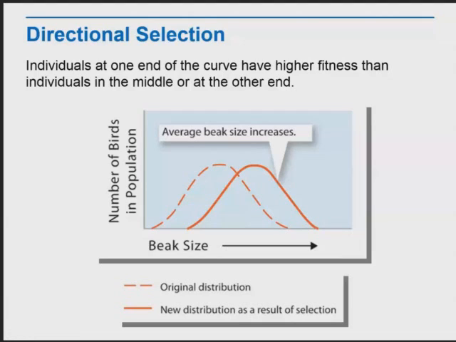Suppose the supply of small and medium-sized seeds runs low, leaving only larger seeds. Under these conditions, larger beaks would serve as an adaptation because big-beaked birds could feed more easily than small-beaked birds. Big-beaked adaptation produces higher fitness and greater reproductive success. Over time, the average beak size of this population would probably increase. If large seeds became scarce and there were more small seeds available, how would this affect the curve for directional selection? The curve would probably shift back to the left.